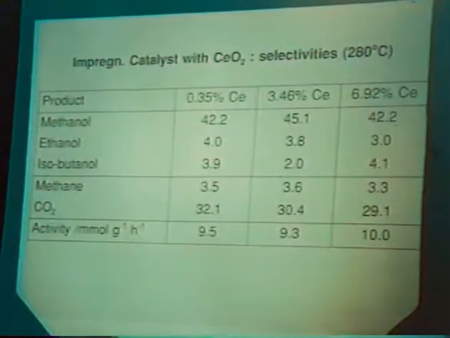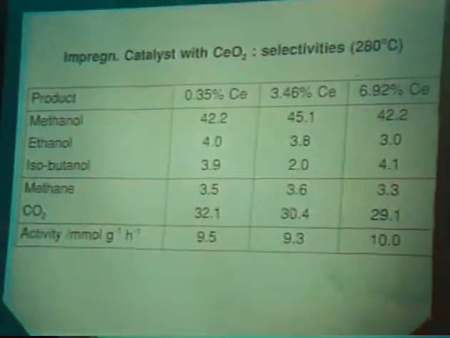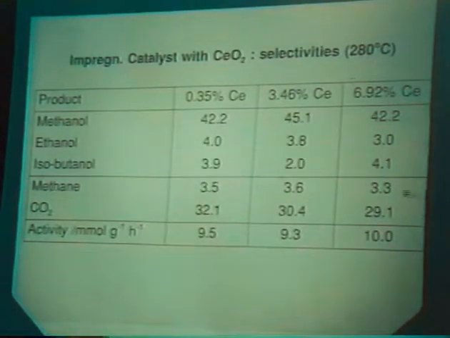Now with an impregnated catalyst, here are our results for 3 different cerium concentrations. And compared with the last two slides, the concentrations of ethanol and isobutanol are quite a lot lower. And the concentrations of methane and CO2 are considerably higher than they were in the previous ones. You have to take my word for it, because I don't think we've got time to put the other slides back to show you that. The activities are relatively constant. So what in fact seems to happen is that with the impregnated materials, we're getting a selectivity more towards these 2 products, and in the case of these products, they're slightly lower than in the co-precipitated materials.